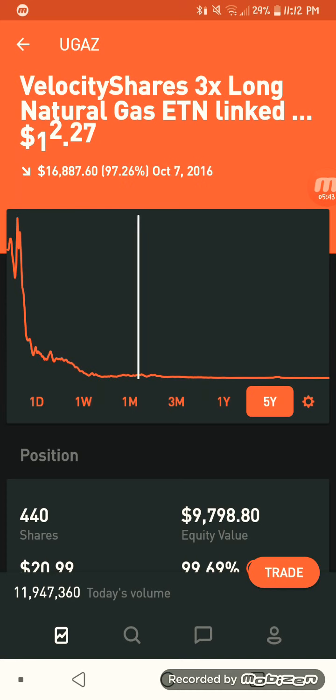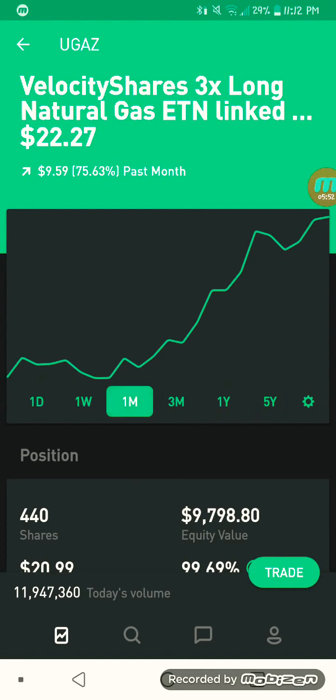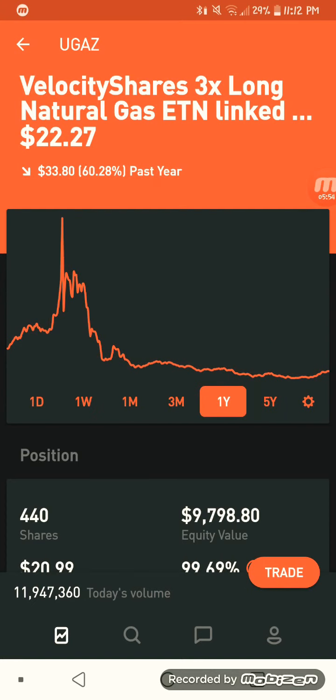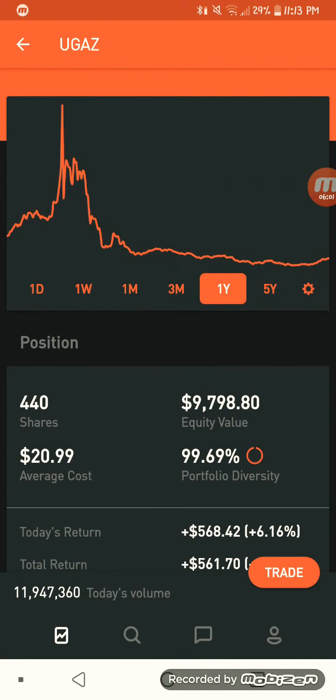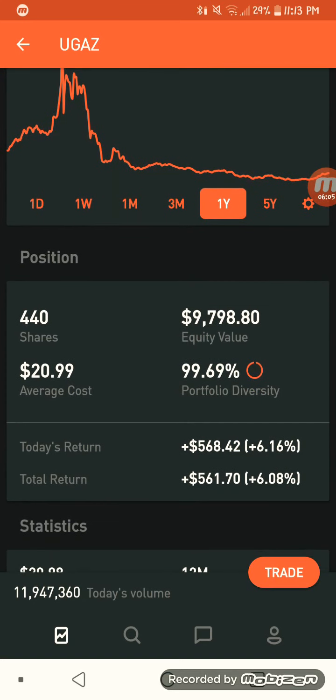The graph doesn't make sense at all in the 5 year. So it gets crazy like 17,000. It doesn't make sense at all. But what you want to pay close attention to is the smaller time frames, because you definitely see around the cold months that the ETF goes up by a lot. You're going to see on your position how many shares you have, your average cost, which if you buy at different prices, it takes the average of that, and that's what calculates the average cost.